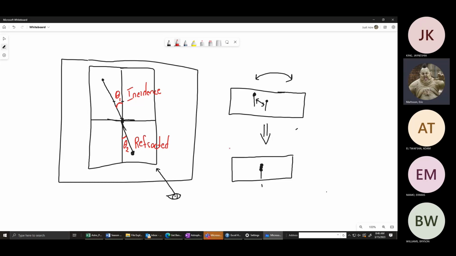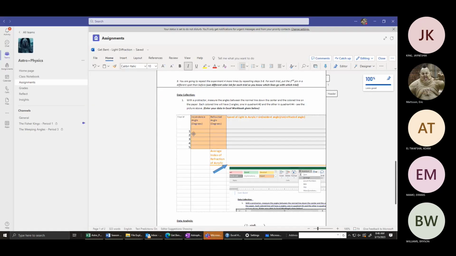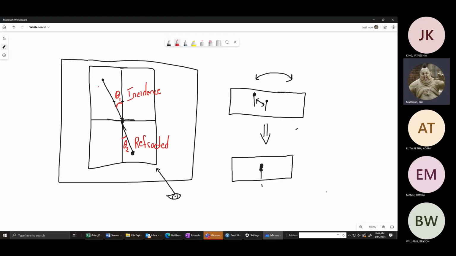Okay, so what you're then going to do is repeat this 4 more times. We're going to do the same thing 4 times. Each time, you're going to just put the second pin up here in a different random spot. So if we take this, in the second trial, you'll just start all over again.